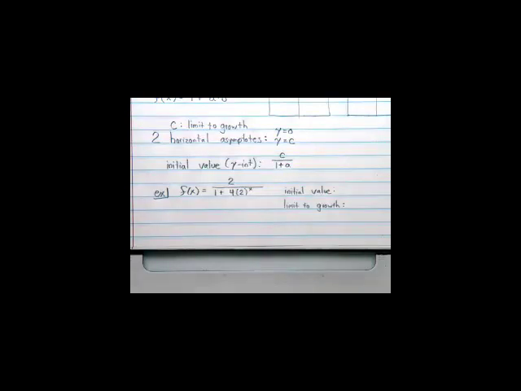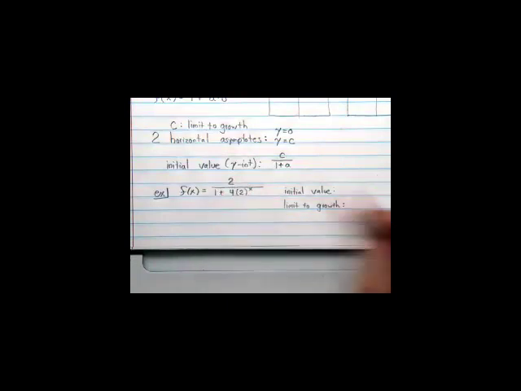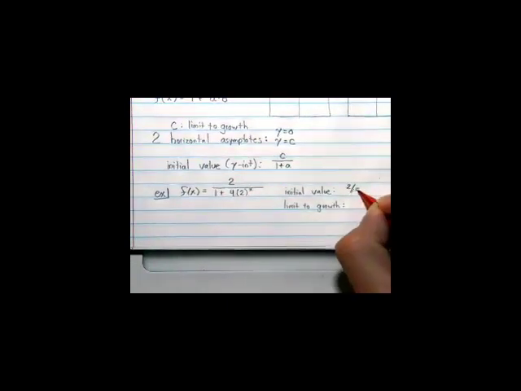Okay, so what is the initial value here? 2 over 5, right? Because this would just be 1 plus 4 after this goes away, so 2 over 5. And what's the limit to growth? 2. Good. All right.